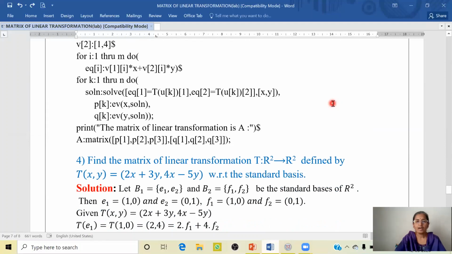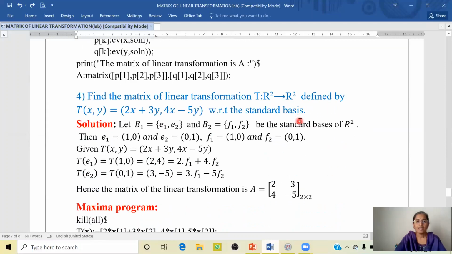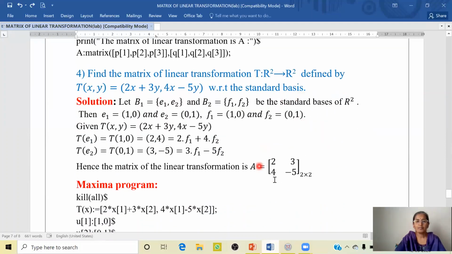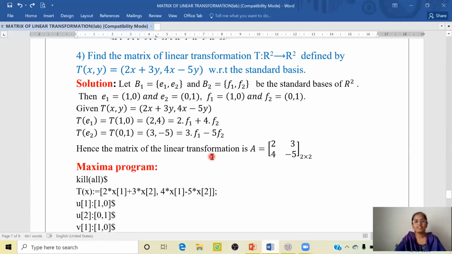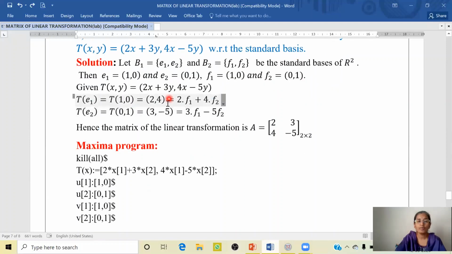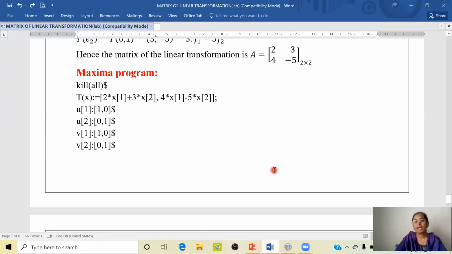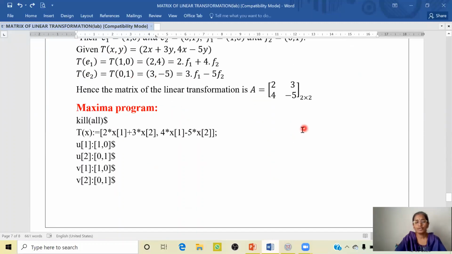Suppose if it is from R square to R square, we can easily say that it will be of dimension 2 cross 2. And if it is with respect to the standard basis, it is very easy to compute, no calculations. We can write directly the coordinate vectors. The images themselves are the coordinate vectors. So you can put 2 and 4 in the first column, 3 and minus 5 in the second column. So we are going to get a matrix of order 2 cross 2.